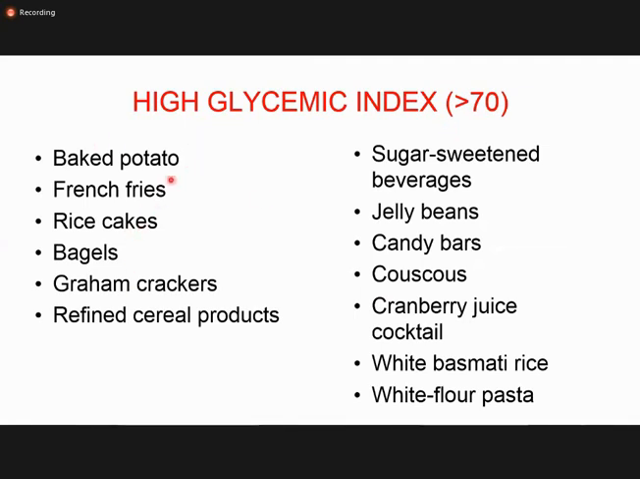The food items we can have are baked potato, French fries, rice cakes, bagels, refined cereal products, sugar sweetened beverages, jelly beans, candy bars, juices, of basmati rice, they all come into the category of high glycemic index, and it should not be taken by diabetics, as well as the normal individuals should also avoid these food items that come into the category of high glycemic index foods.